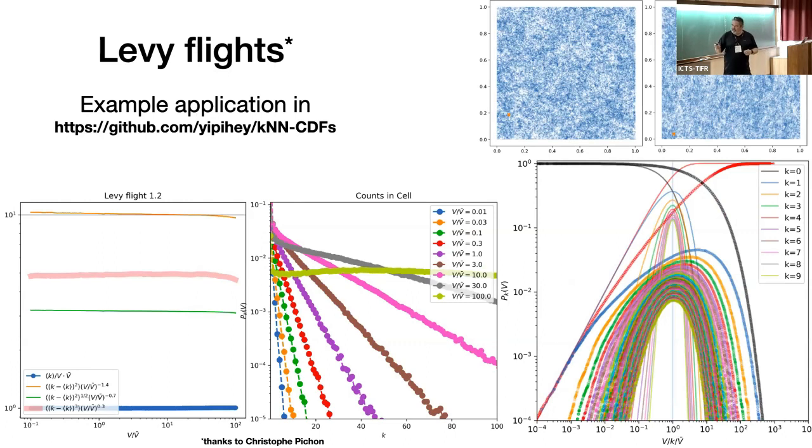And let me just mention one thing in the repository. I also put in one new little IPython notebook for you to play with on so-called Levy flights. Levy flights are a very simple way of making a very clustered distribution. It's just a random walk.